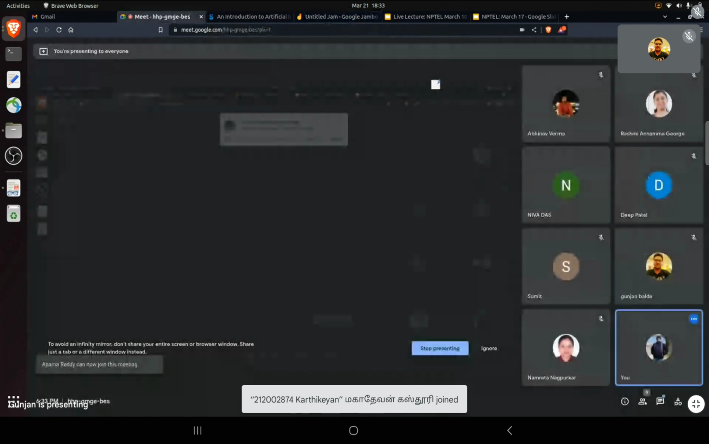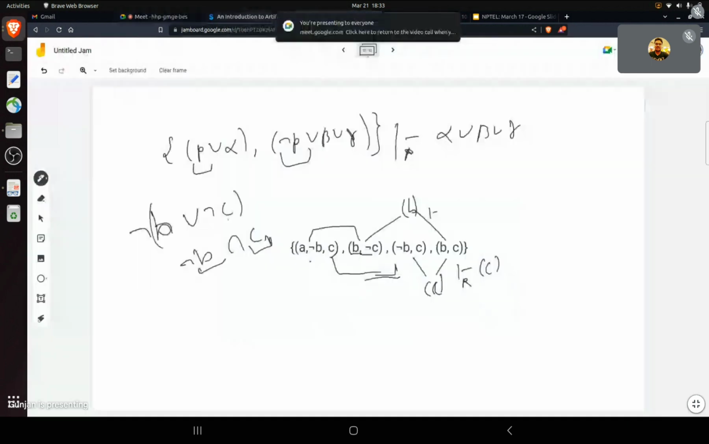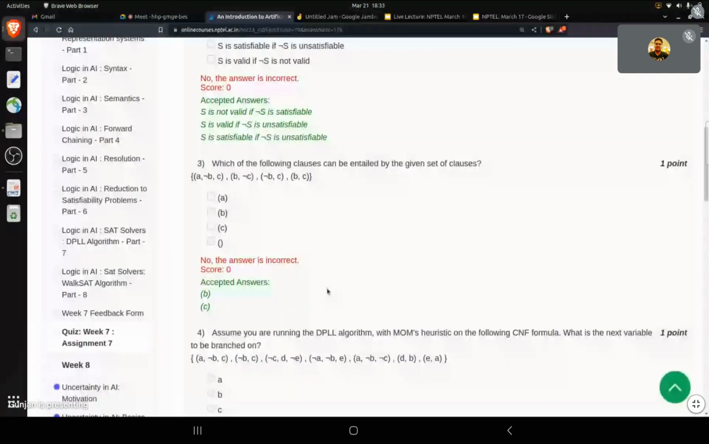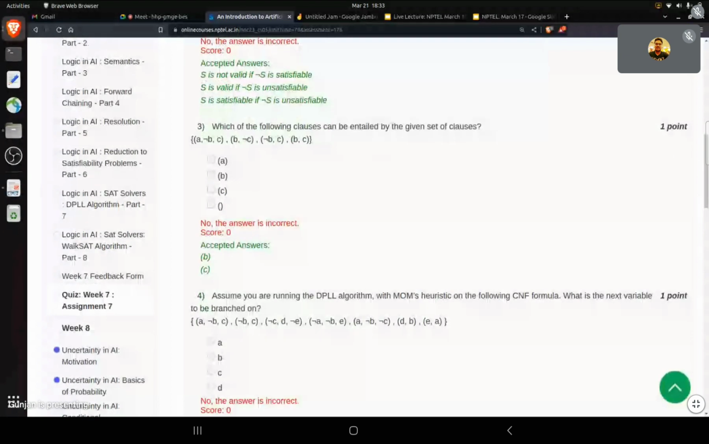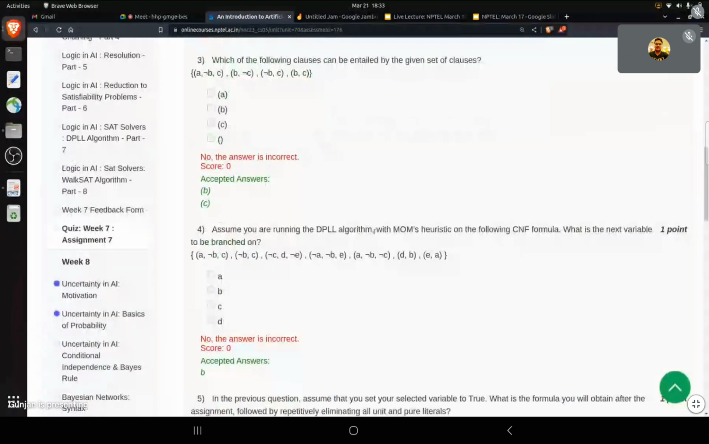Okay, so now moving on to the next one. Assume you are using the DPLL algorithm with MOM's heuristic on the following CNF formula, and what is the next variable that you will be branched on? A comma not B, C, not B comma C, not C comma D comma E.